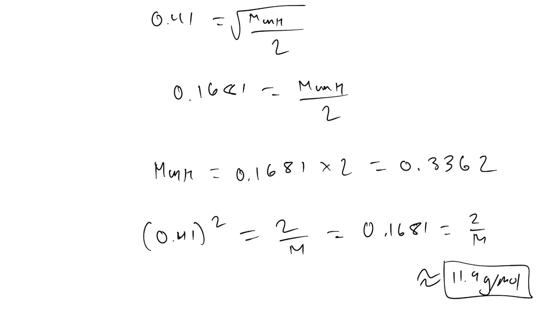A few tips and common mistakes to avoid: always double check if you need to invert the molar mass ratio. Use the correct units, which should be grams per mole. Round carefully, especially with square roots. And Graham's law applies to gases at the same temperature and pressure.